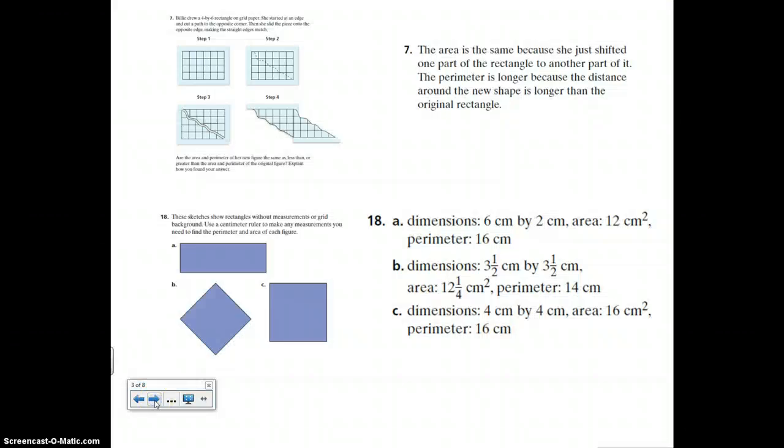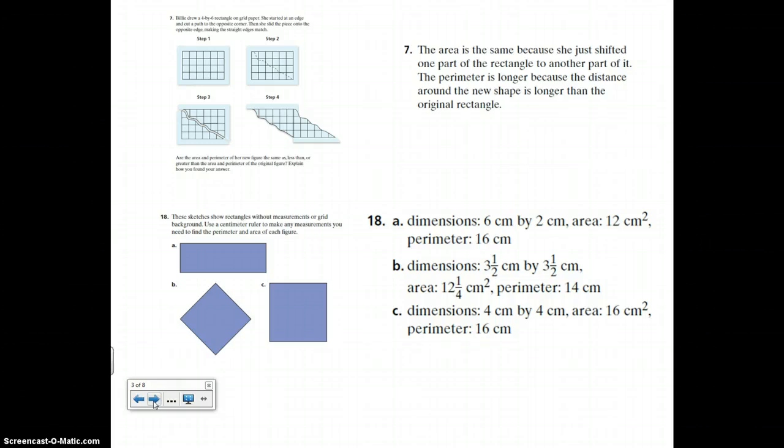Number 7, the area is the same because we just moved the figure, but we kept the same number of squares. The perimeter would be longer because we have a longer distance around the shape. Number 18, the dimensions, they wanted you to measure with a centimeter ruler, so your dimensions might be a little bit off, but they should be close. The A is a 6 by 2, so the area is 12 centimeters squared. The perimeter is 16 centimeters.